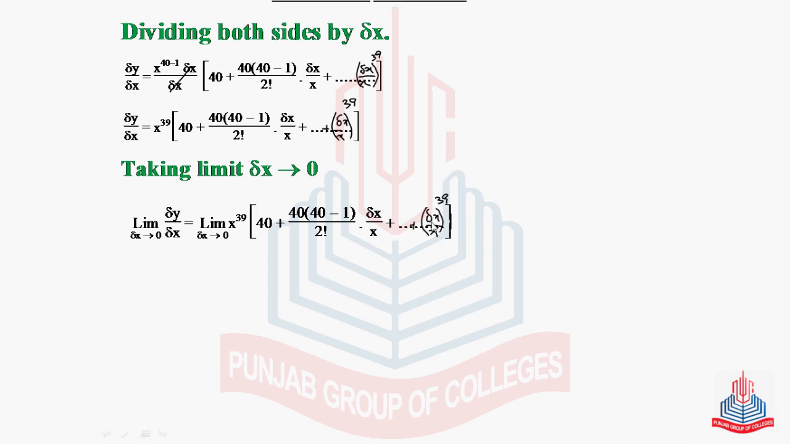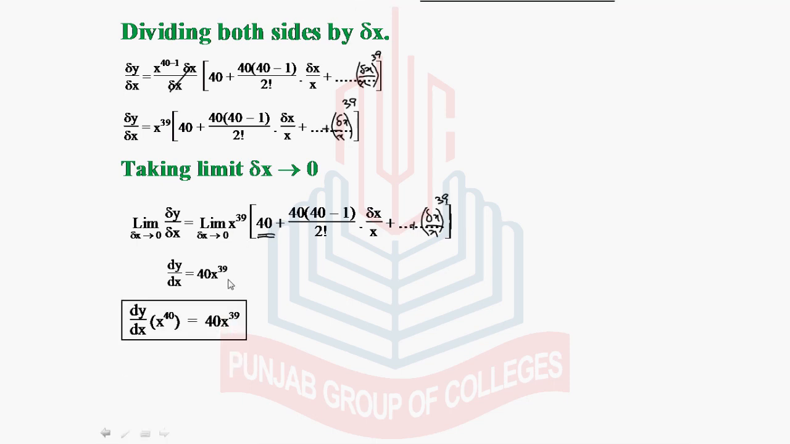So the left side will become dy by dx, and applying the limit on the right side, all the terms containing this delta x will become 0 except this first term. So we have only this 40 multiplying by x raised to the power 39, which will become actually the derivative of the given function, which is x raised to the power 40. And d by dx of y, which is x raised to the power 40, is equal to 40 into x raised to the power 39.